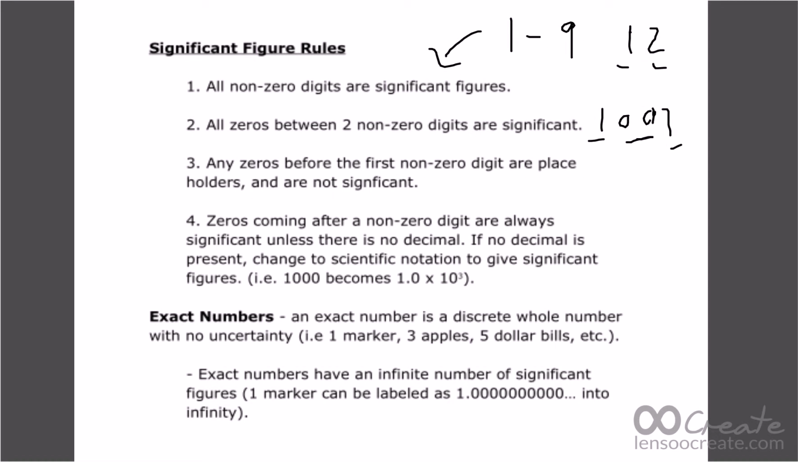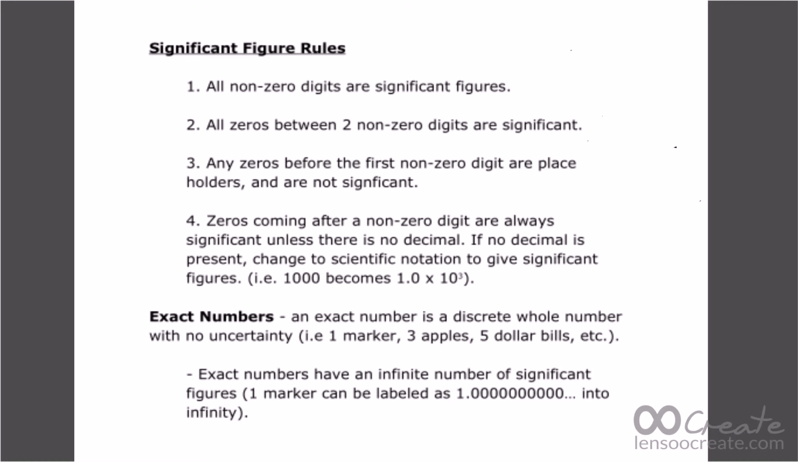So maybe I have 5,063. If I take 5,063, the 0 in between the 5 and the 6 is significant. So what this is basically saying is anytime I have zeros, no matter how many I have, if they are wedged between 2 non-zero digits, they are going to be considered significant digits. Okay, so hopefully that makes sense.